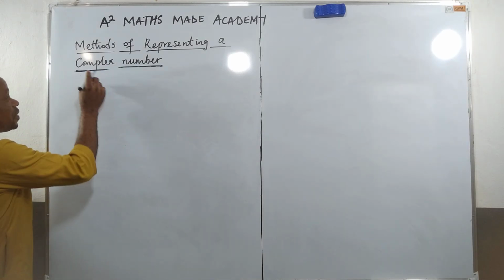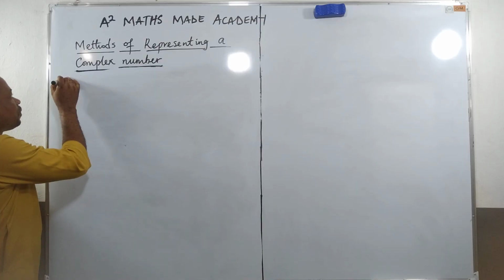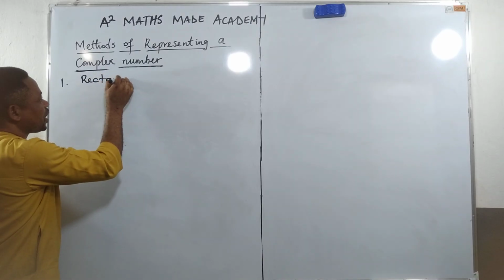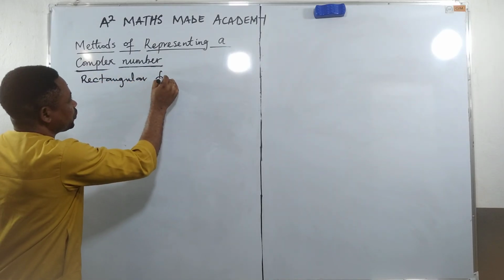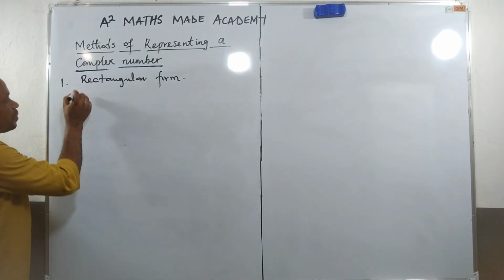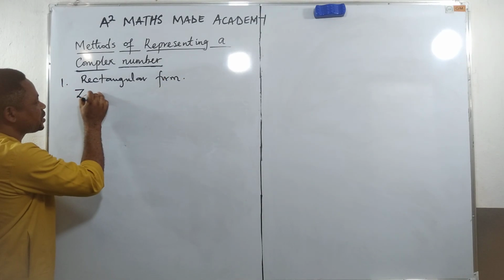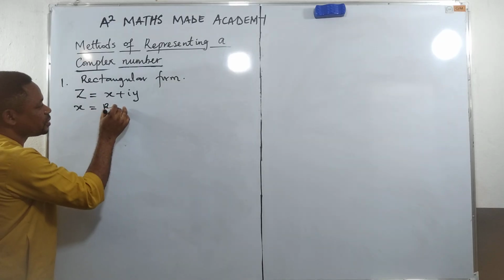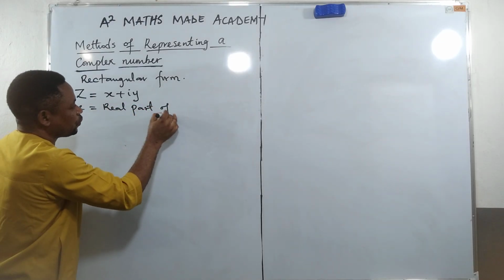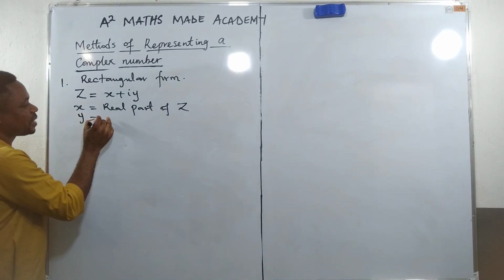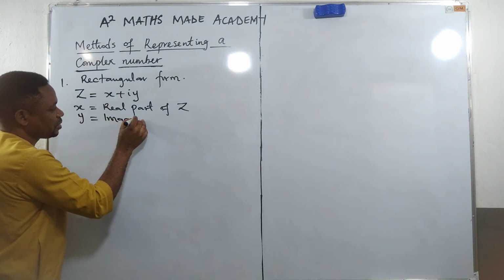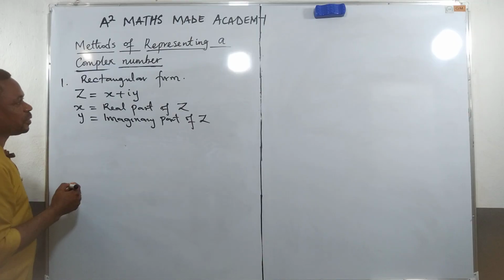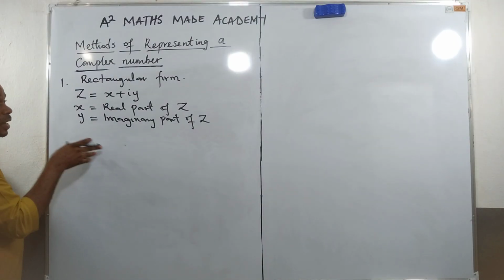Now, there are three methods by which a complex number can be solved. The first one is what we call use of rectangular form. That is number one. Mathematically, this can be represented as z equal to x plus iy. Now, x stands for the real part of the complex number, and y stands for the imaginary part of the complex number. Are you with me now? This is the first method by which a complex number can be represented.